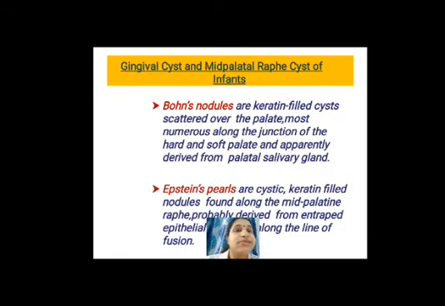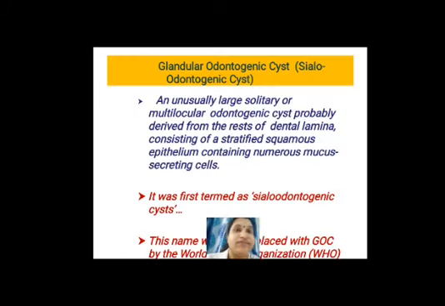Gingival cyst of newborn has two variants: Bohn's nodules and Epstein's pearls. Bohn's nodules are keratin-filled cysts which are scattered all over the palate, mainly at the junction of the hard palate and soft palate. Epstein's pearls are also keratin-filled cysts, but they are seen along the mid-palatine raphe. So, these are gingival cysts in an infant.